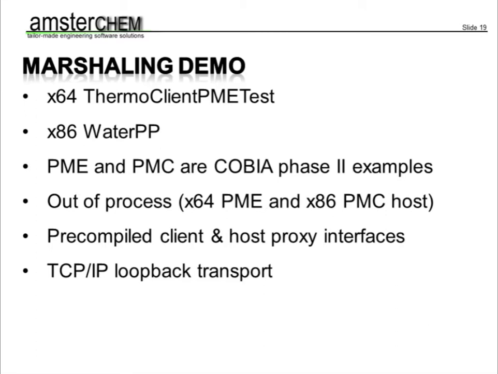So I'm going to present a small demo for marshalling where the 64-bit thermo-client PME test and the 32-bit water property package, both of which were deliverables of COBIA Phase 2, are used in an unmodified manner in a marshaled scenario. This is of course out of process because the 32-bit and the 64-bit objects are incompatible to run inside the same process. We're going to use precompiled client and host proxy interfaces, and we'll use the TCP/IP loopback device for the transport.